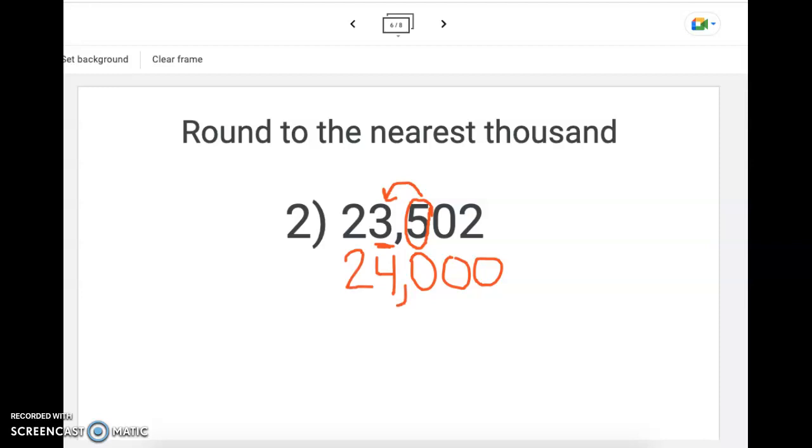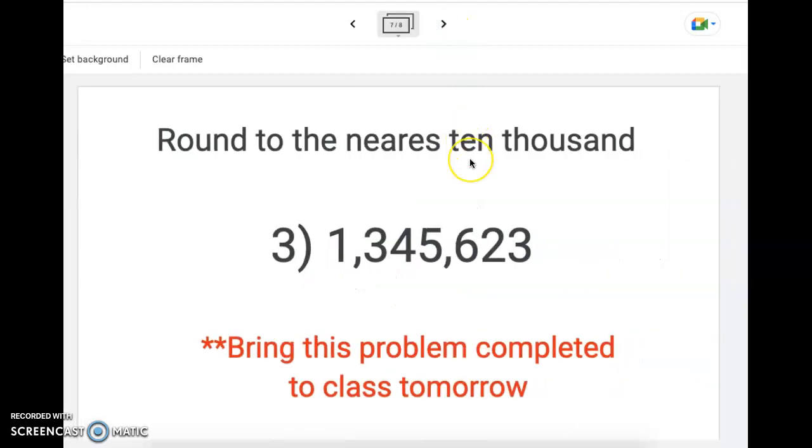If you got it, fantastic. If you didn't, where did you go wrong, or what questions do you have to bring to class tomorrow? For this next problem, you are going to write this down. You are going to round it to the nearest 10,000. You will bring this problem completed to class tomorrow. We will go over it and be able to do more practice problems tomorrow on rounding. Great job, and I'll see you tomorrow.